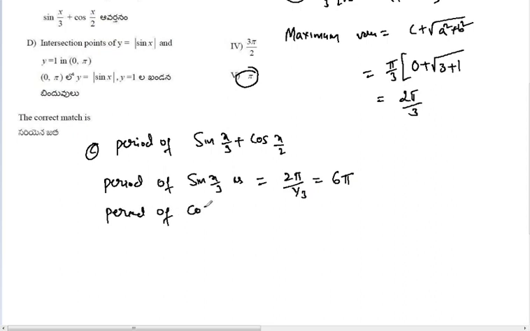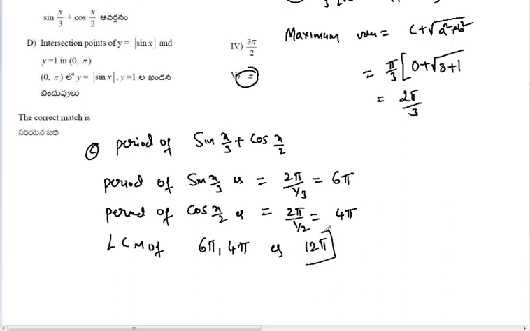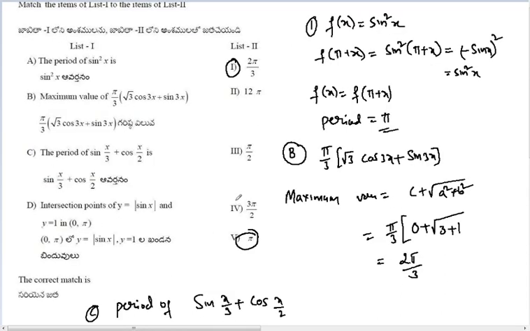And the period of cos x by 2 is, that is equal to period of cos x is 2 pi. Here is x coefficient 1 by 2, that is equal to 2 pi by 1 by 2, that is equal to 4 pi. So next LCM of 6 pi comma 4 pi is, that is 12 pi. This is the period of cos x by 3 plus sin x by 2 for this. So for C option, second is matching.